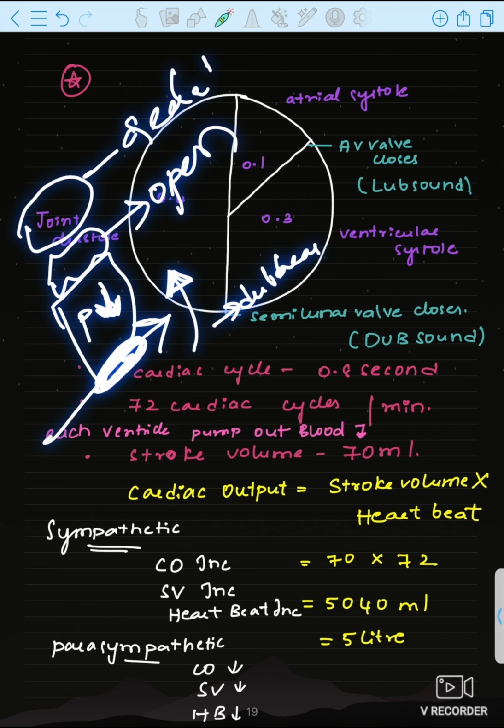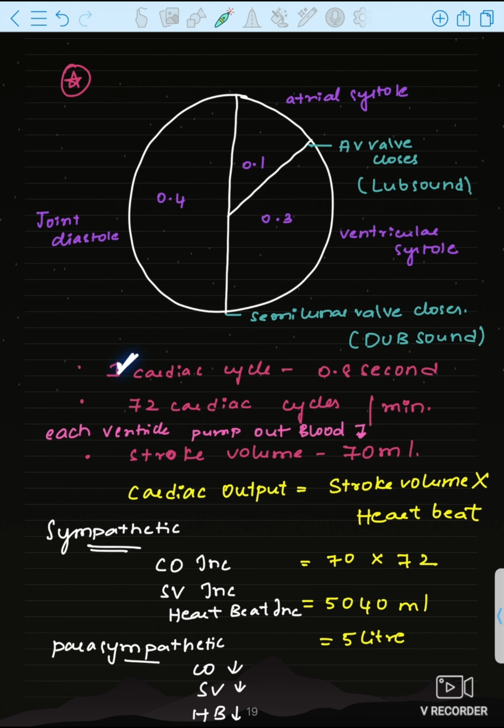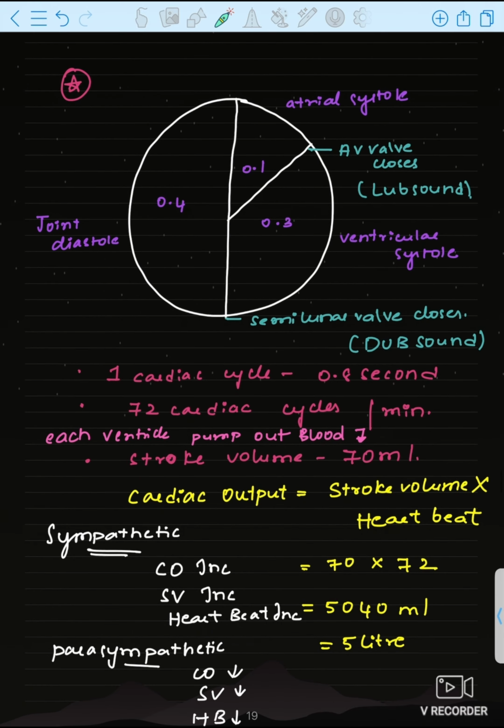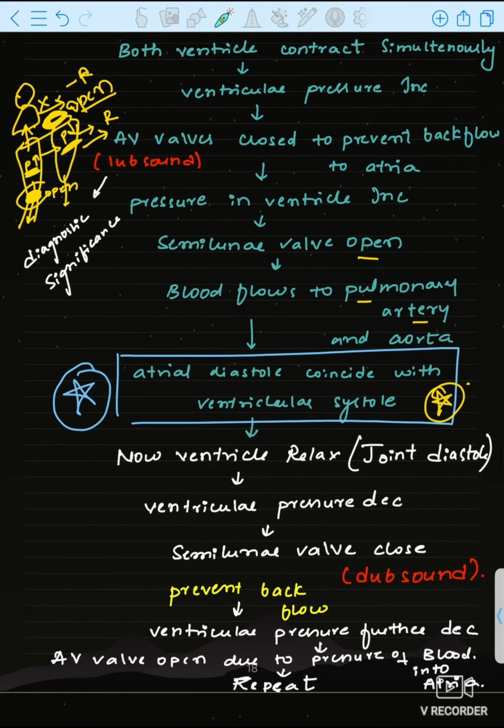Atrial relaxation, ventricular relaxation, and AV valves are open and semilunar valve is closed. I think this is crystal clear now. See, one cardiac cycle is 0.8 second. I told you the heartbeat coincides with the action potential of the SA node, that is 72. So the number of cardiac cycles is 72.